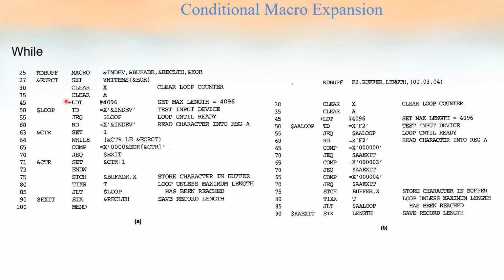After that some statements are there, and then here I have used the while loop. While the counter, LE means less than or equal, the counter is less than or equal to this value, &EORCT. Here in this case it is 3. If the counter is initialized to 1 and it is less than 3, then compare whether the end of record is reached. So compare this value with the accumulator value. What is this value? This is a hexadecimal value, so it is preceded with the symbol X, 0000 &EOR &COUNTER. Now the value of the counter is 1.